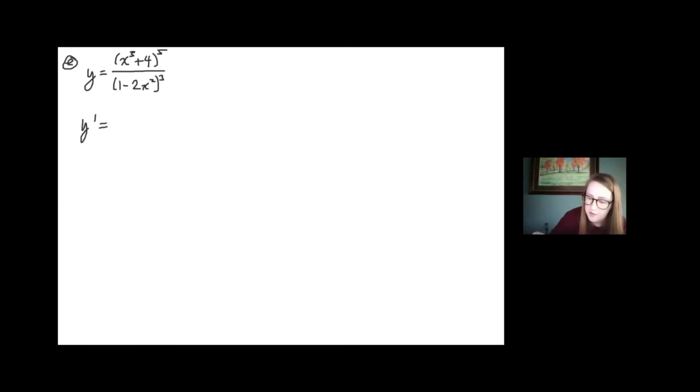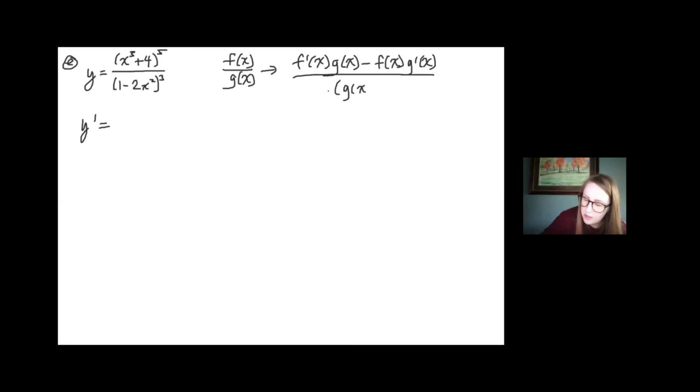Let's remind ourselves of the quotient rule. It is the derivative of the numerator. Okay, so if we have f of x over g of x, the quotient rule is f prime of x times g of x, so the derivative of the numerator times the denominator, minus the numerator, f of x, times the derivative of the denominator, over the denominator squared. That is the quotient rule.